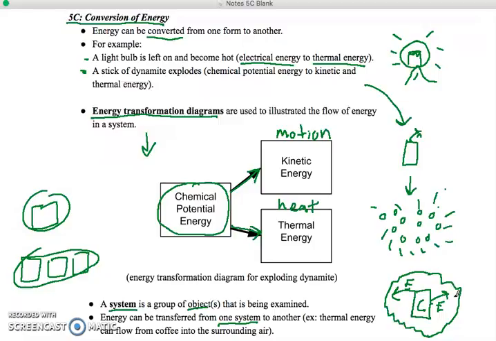This is a simpler unit, but to summarize quickly: energy can be converted from one form to another. We use energy transformation diagrams to show this, and energy can be transferred from one system to another. Okay, that's about it for that. Now we're going to do an example problem.